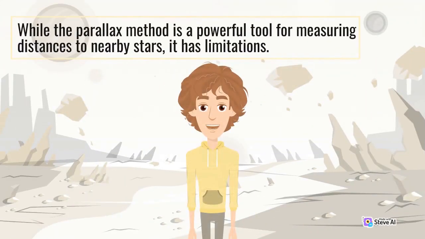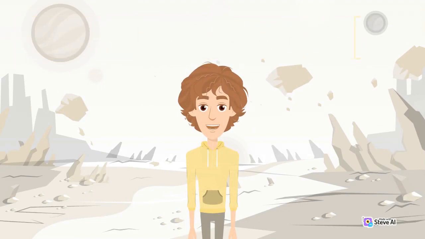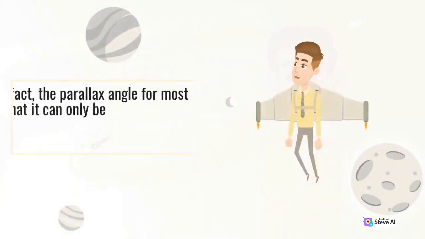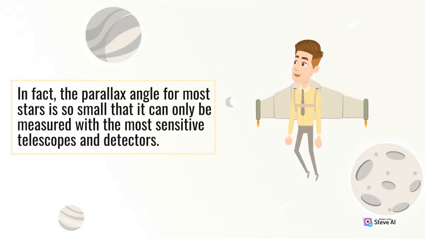While the parallax method is a powerful tool for measuring distances to nearby stars, it has limitations. The accuracy of the measurements depends on the precision of the instruments used, and it becomes increasingly difficult to measure the parallax angle accurately for more distant stars. In fact, the parallax angle for most stars is so small that it can only be measured with the most sensitive telescopes and detectors.